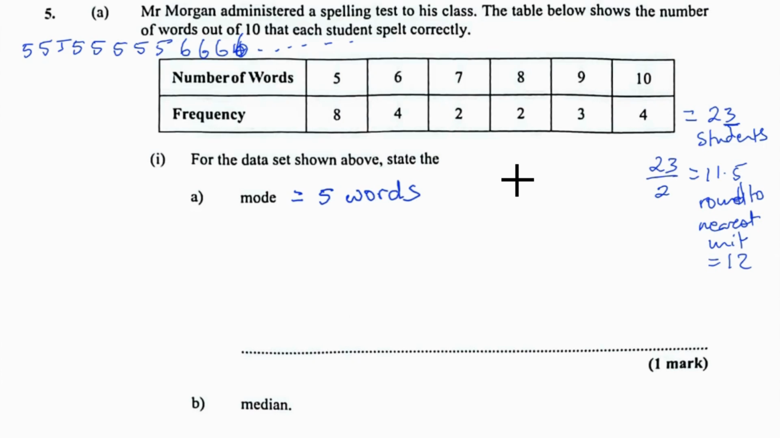So we just have to figure out which one is the 12th. So let's see. 8 students got 5 words correct. Okay, that's 8 down. And then the next number is 4. 8 plus 4 is 12. So up to this point, we are at 12 students. So when you get to 12 students, the number of words we are talking about is actually 6. So therefore, the median in this case is equal to 6.